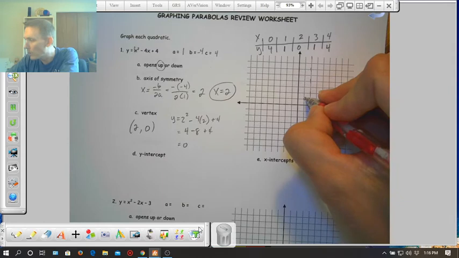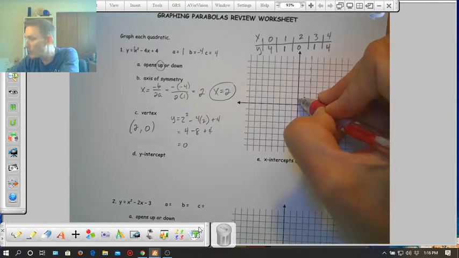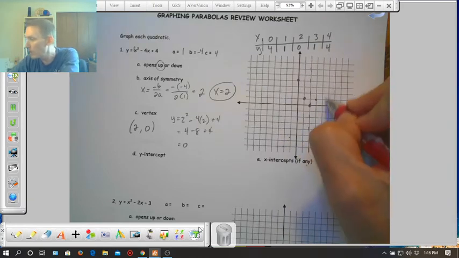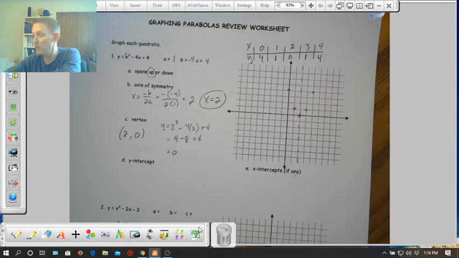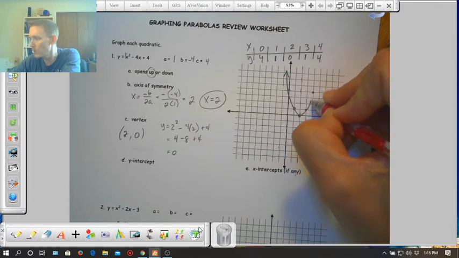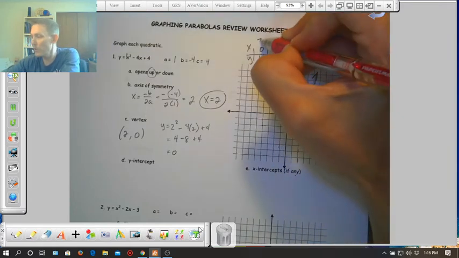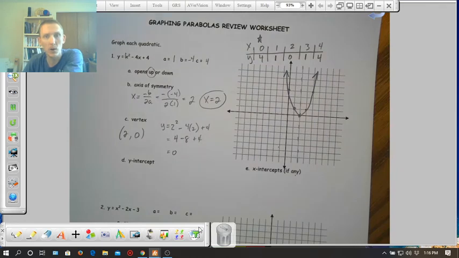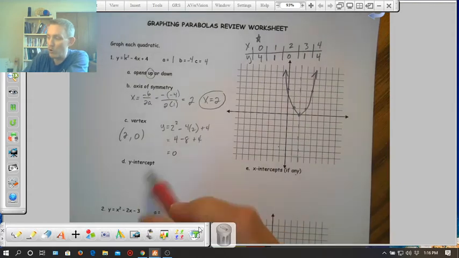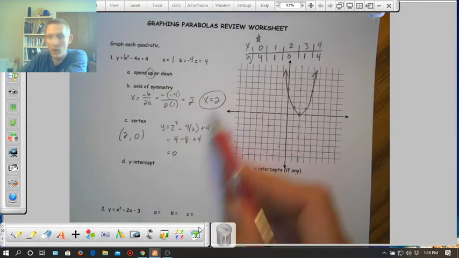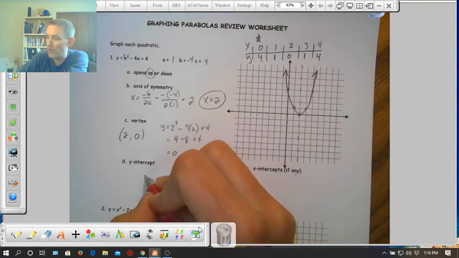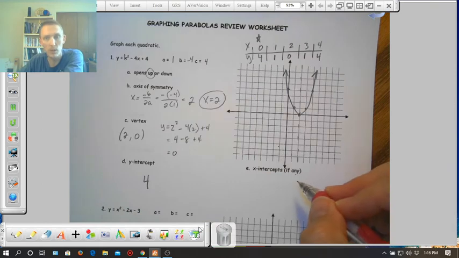So I'm going to go (1, 1), (0, 4), then (2, 0), then we're going to go (3, 1), and (4, 4). And I have symmetry, so that's a good sign. And I'm going to graph here. Now I want you to pay close attention to this point right here in our table. I plugged in 0 for x. Well, if we recall earlier in the year, all y-intercepts are where x equals 0. So for my y-intercept, I'm going to have 4.